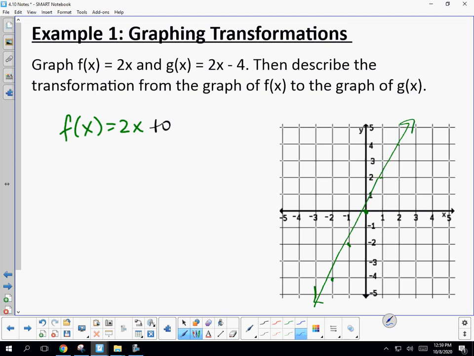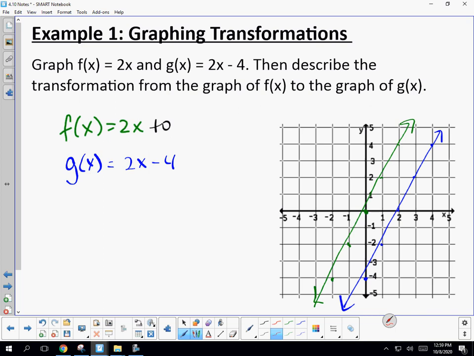Let's look at the other one. g of x equals 2x minus 4. So we're going to go to negative 4, and our slope is up 2 over 1. Remember to pause the video if you need time to graph. Pause the video and then come back and listen to the explanation.